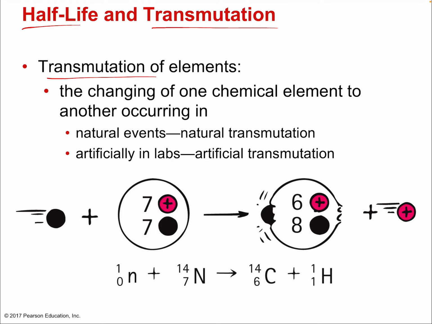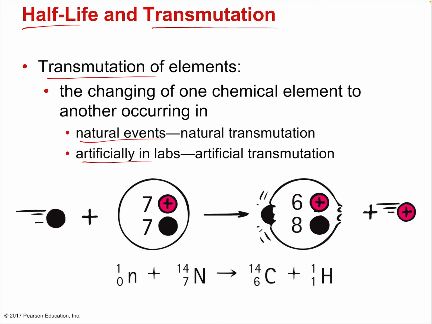element changing to another element. Now, there can be stimulated transmutation because you're bombarding an atomic nucleus with neutrons or something. We do that in laboratories. It happens sometimes in space as well during high energy events like supernovae, stars exploding. But most transmutation that happens naturally is radioactive decay. It's the big nuclei or the particularly unstable isotopes of smaller nuclei that are tearing themselves apart. It's the changing of one chemical element to another, occurring in natural events or artificially in labs.